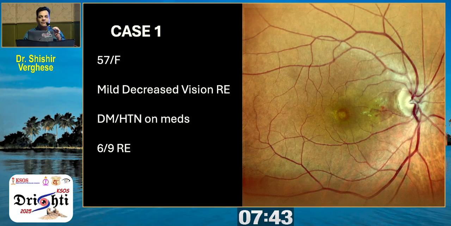So this was a case, a 57-year-old female, mild decreased vision in the right eye, diabetic, hypertensive, on medicines. Both eyes had mild NPDR. She had 6/9 vision in the right eye. Now, if you look at this fundus picture, you can see some exudation in that region, nasal to the optic disc, and there are also some microaneurysms and a few hemorrhages, what you see there.